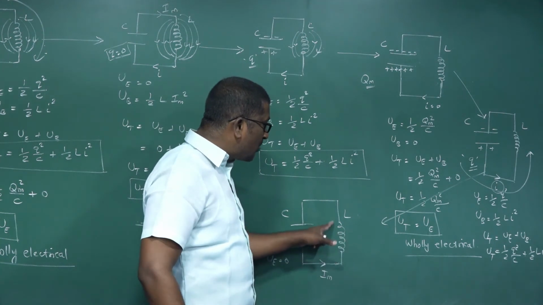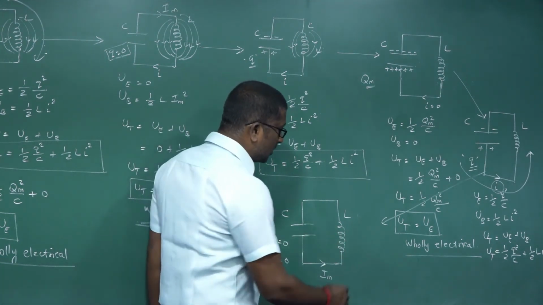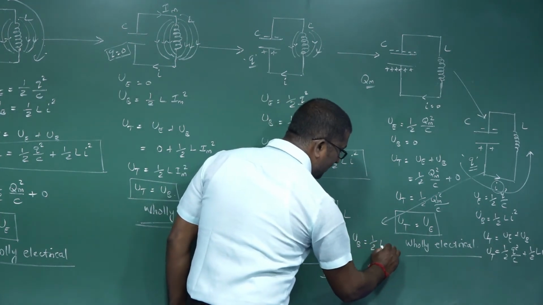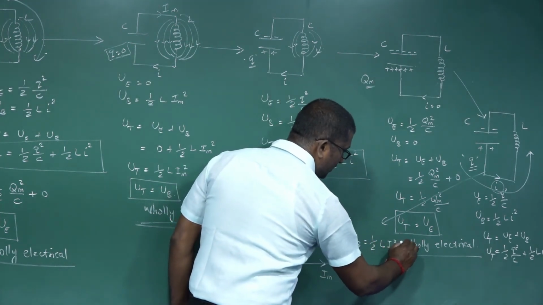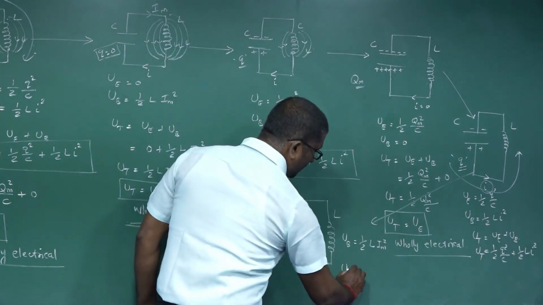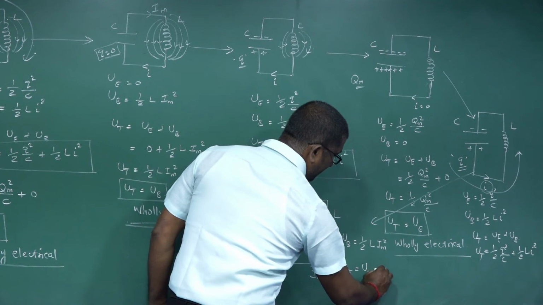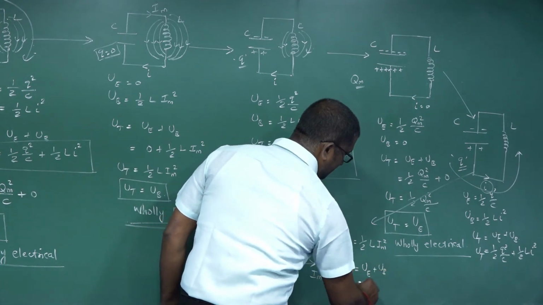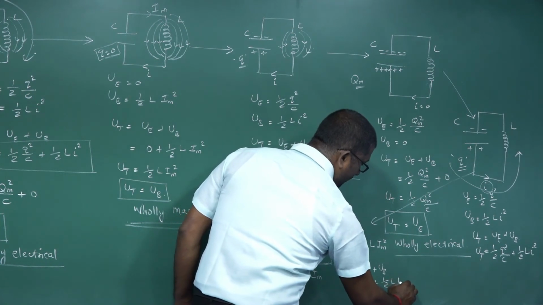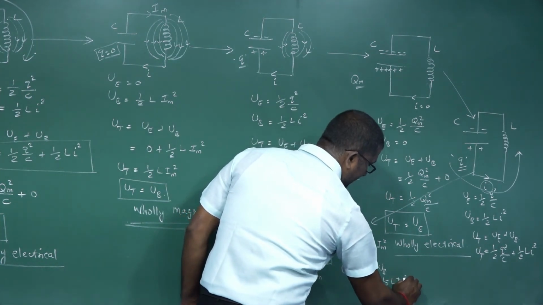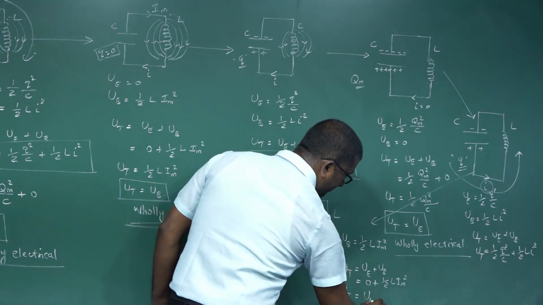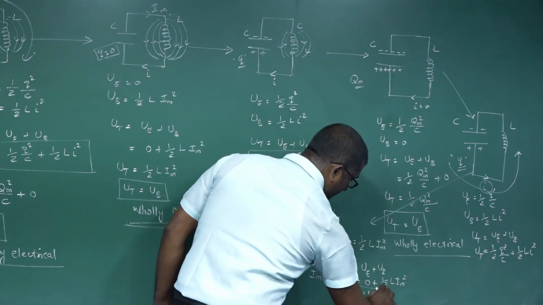There is a maximum amount of current flowing through the inductor, so the magnetic energy is maximum. So magnetic energy is half of L I M square. Right. Now the total energy is equal to the sum of electrical energy and magnetic energy. Electrical energy is 0 and magnetic energy is half of L I M square. Right. Now the total energy is completely magnetic.